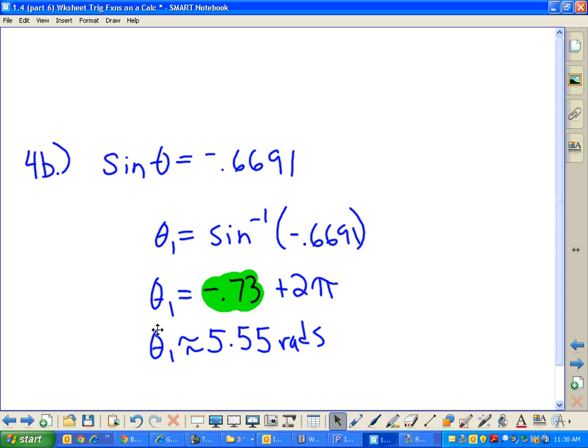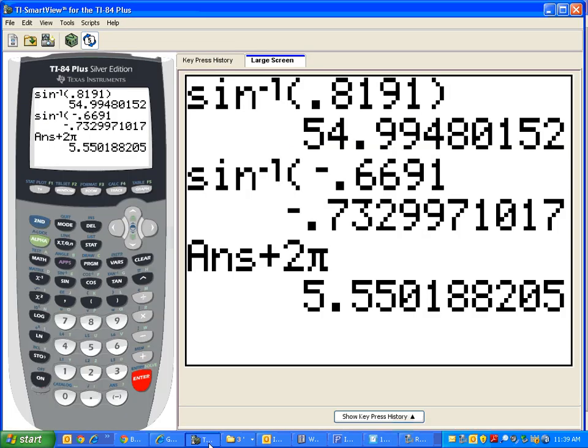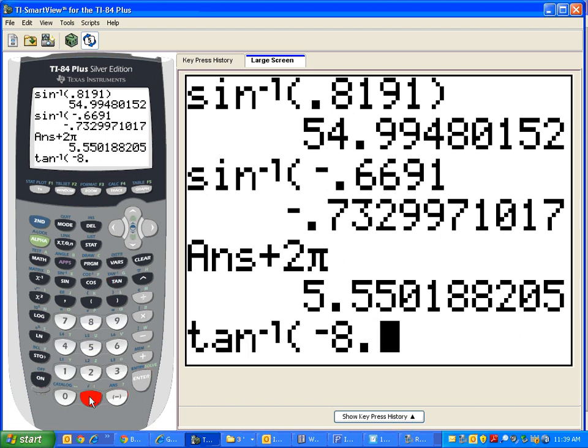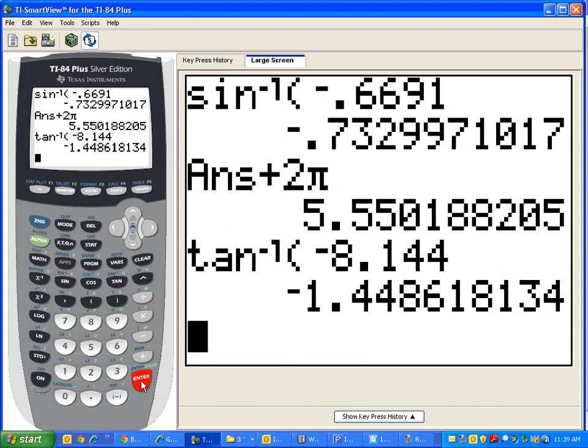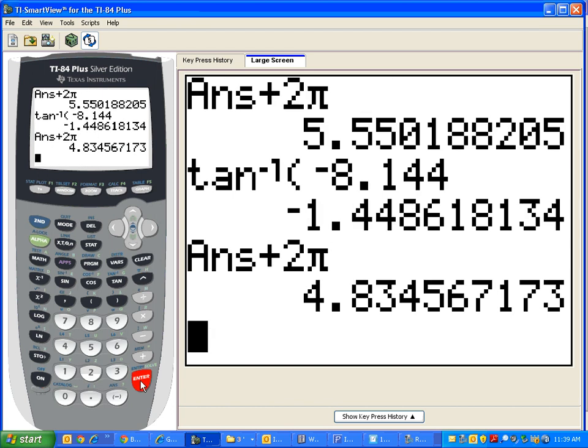So that was 4B. 5A is about 0.87. 5B, again, you get negative 1.45 when you do it the first time, but then you have to add on your 2 pi. So to get that one, I did tan inverse of negative 8.144. Get that, and then you add on your 2 pi. So 4.83 radians for 5B.